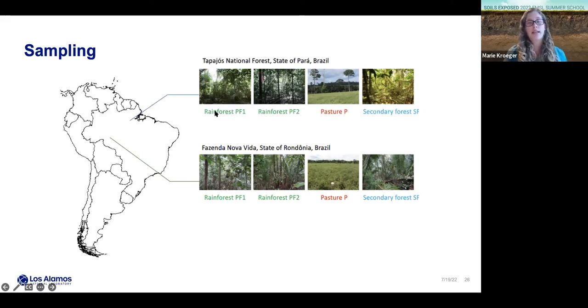And from each of these sites, I took soil cores from two rainforests, the cattle pasture that was adjacent, and then a secondary rainforest. A secondary rainforest we define as a site known to have previously been a cattle pasture that was then abandoned and naturally regrew a forest. So there was no human intervention to cause it to regrow, it was all natural.